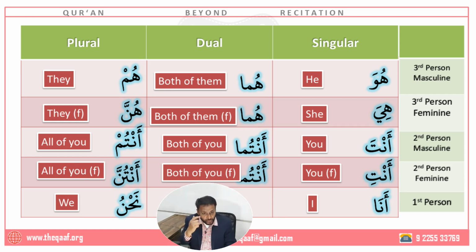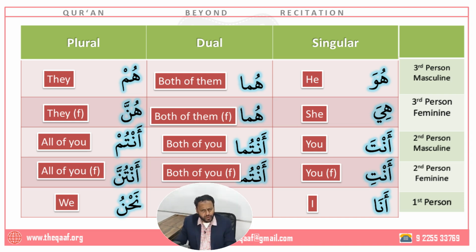So initially when you do this struggle, your brain gets used to it. And a time comes when you subconsciously start doing this. But that can only come when you do take the first step of memorization. Okay, so huwa, huma, hum, hiya, huma, hunna: he, both of them, they, she, both of them, they.